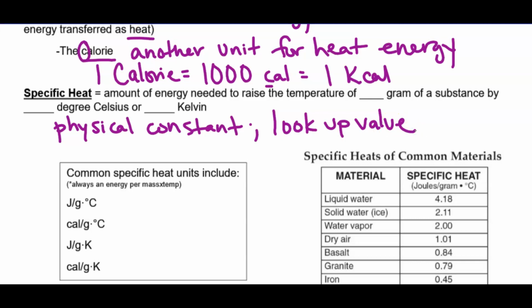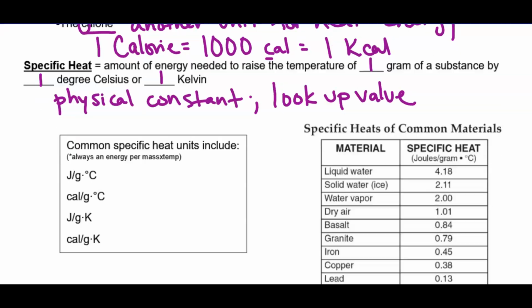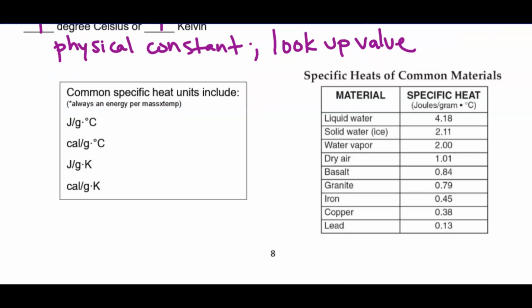So specific heat, the definition of it, is the amount of energy needed to raise the temperature of 1 gram of a substance by 1 degree Celsius or 1 Kelvin. So the units are kind of funny. You'll see some examples here on the bottom left of your page. It's going to be joules per gram degree Celsius, calories per gram degree Celsius, or the temperature could be in Kelvin. You may see kilojoules in there at some point.